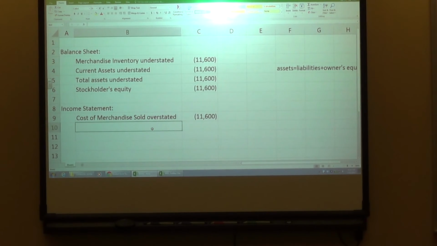So what does that mean for our gross profit? If I have more that was supposed to go to cost of merchandise sold, gross profit is understated also. So it'll be under, because we didn't make as much money as we should have. So it's going to be understated by 11,000. Actually, this should be a positive. Here's the understated. Because of that, that affects my net income.